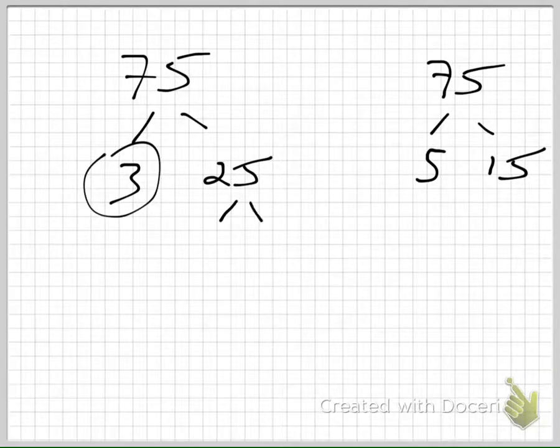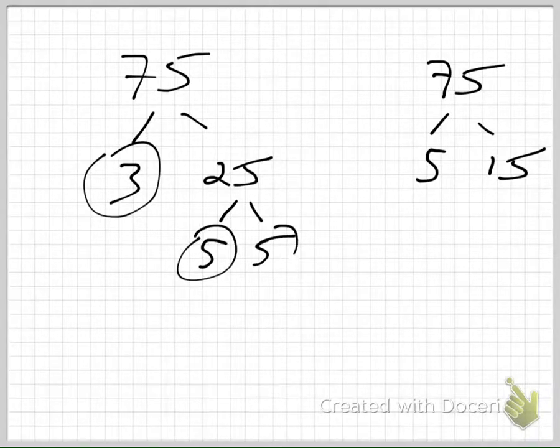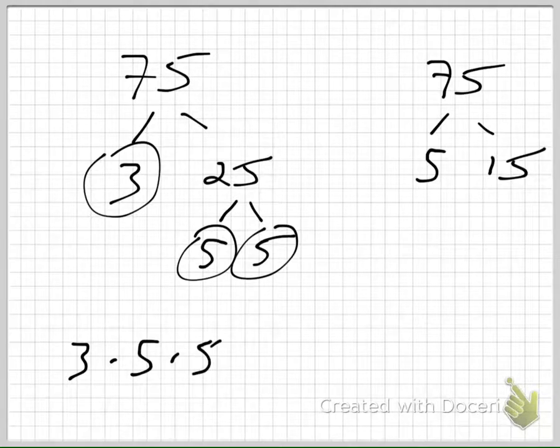25. What are the factors of 25? 5 and 5. 5 times 5. Are either one of those prime? Yes, they both are. We're done. That means the prime factorization of 75 is 3 times 5 times 5, which can be written 3 times 5 squared. Make sense? That's 75.